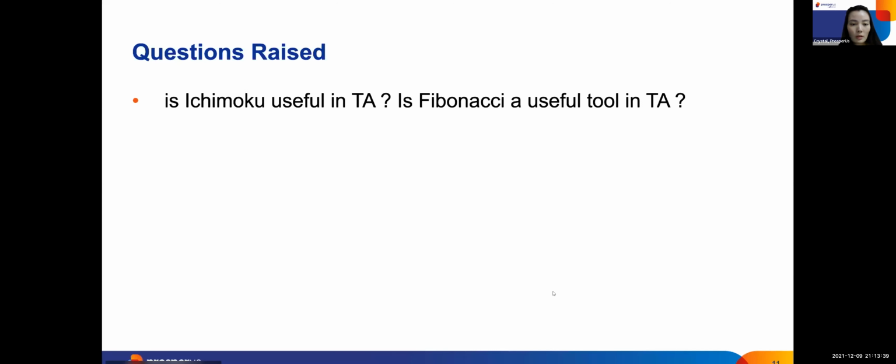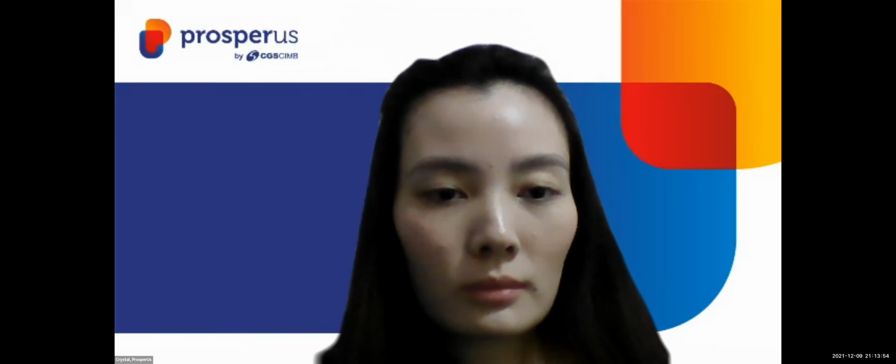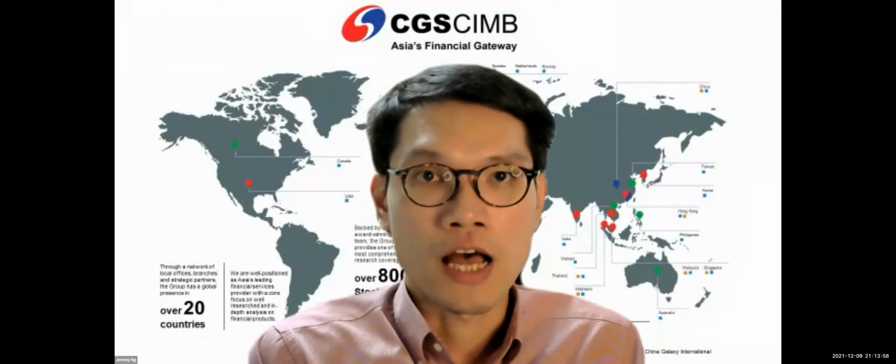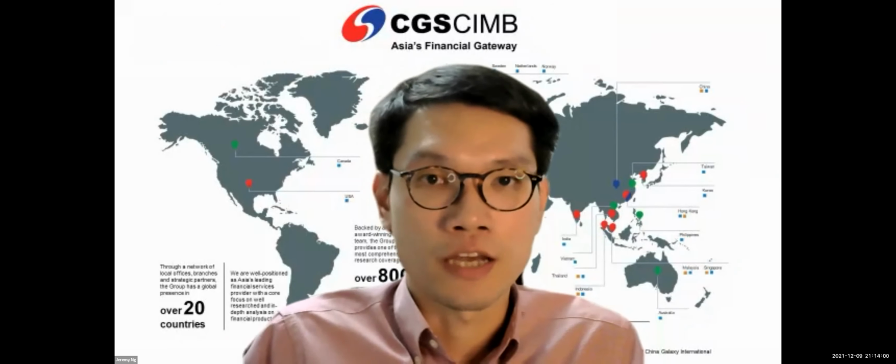Is Ichimoku useful in TA? And also, is Fibonacci a useful tool in TA? Yep, so definitely they are useful to a certain extent. The reason why I didn't include them is because I do use them myself as well, but they are, I would say, secondary to the primary thing that I just mentioned.